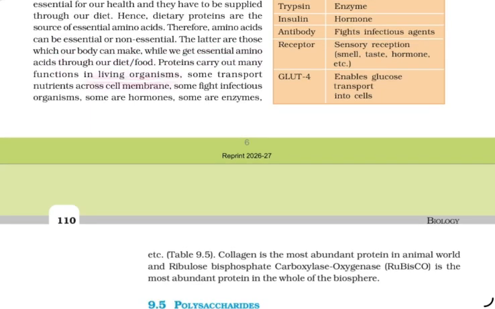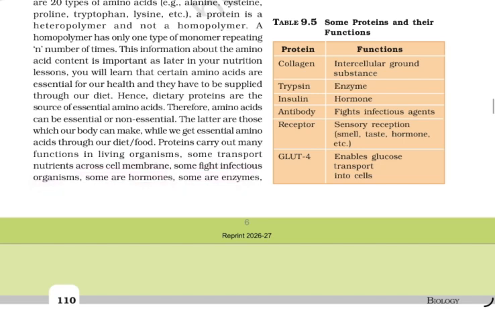Proteins carry out many functions in a living organism. Some transport nutrients across the cell membrane, some fight infectious organisms, some are hormones, and some are enzymes. Some proteins and their functions: collagen, an intercellular ground substance; trypsin, an enzyme; insulin, a hormone; antibodies, which fight infectious agents; and receptors, the sensory receptors for smell, taste, hormones, etc.